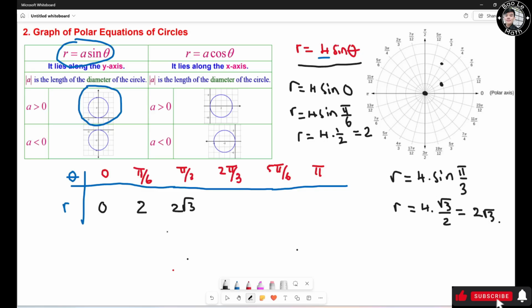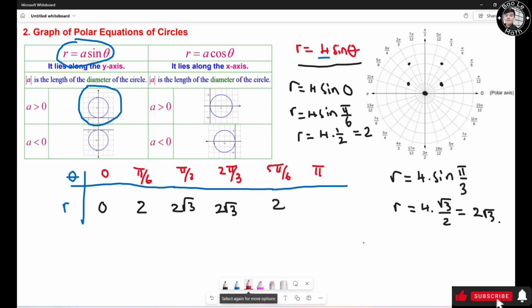Next one, the angle theta is 2 pi over 3. It's the same thing as pi over 3, so it's going to be right here, and you have 2 root 3. 5 pi over 6 is the same thing as pi over 6, which is 2, so it's going to be right here. And pi is going to be 0. So let's go back over here.